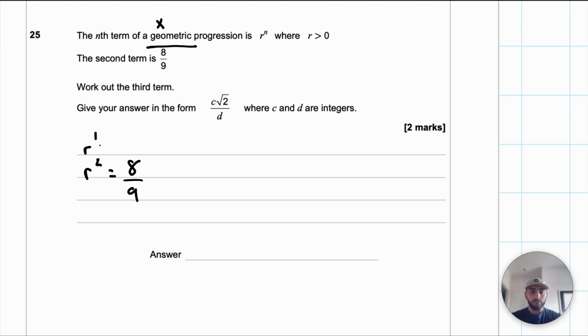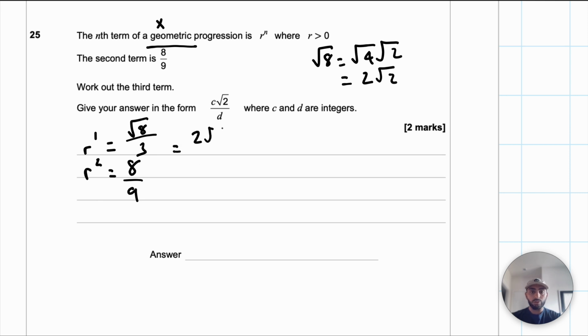So the square root of 8 over 9 is root 8 over root 9, and root 9 is the same as 3. I can simplify this root 8. Root 8 is the same as root 4 root 2, which is the same as 2 root 2. So r to the power of 1 is the same as 2 root 2 over 3. Now all we need to do, because we know what we're multiplying by every single time, we're multiplying by 2 root 2 over 3, we can find what r to the power of 3 is.